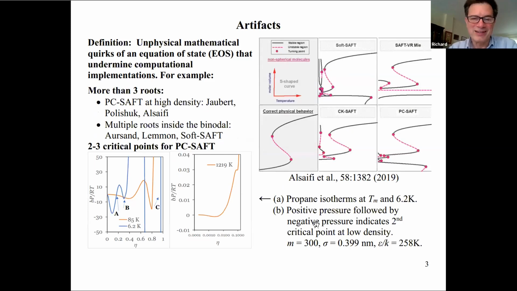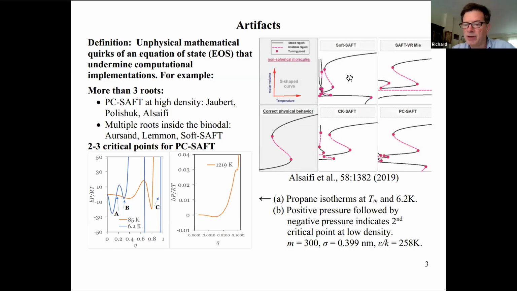All right, what's an artifact? There's a paper by Nayef Al-Saifi that is very interesting, I think, and he provides this method of mapping out different equations of state and the artifacts that they exhibit. So correct physical behavior is illustrated here, where we're plotting volume on the y-axis and temperature on the x-axis. And so you see it should just be a simple van der Waals loop.